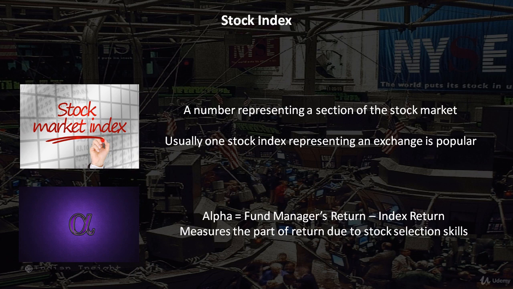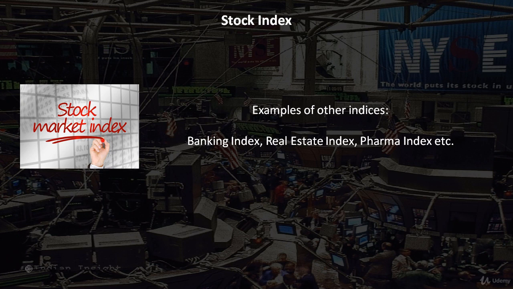By subtracting the yearly return of the stock index from the fund manager's annual return, you can arrive at alpha, which is a measure of value added by the fund manager due to his stock selection skills. Stock index is just one out of many different types of indices. For example, one can create an index from price of stocks of all banking companies to represent a banking index, or one may create a real estate index from price of stocks of real estate companies.